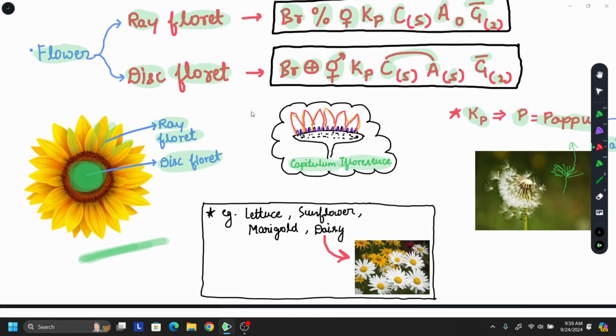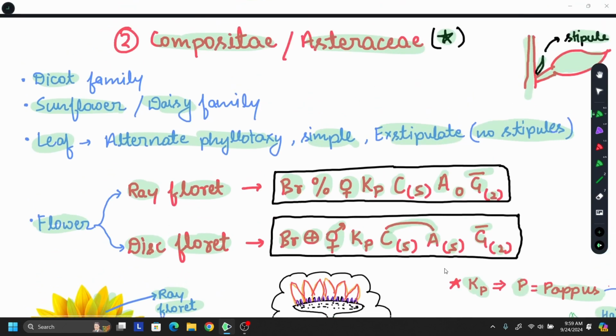And coming to examples, we have lettuce, sunflower, obviously daisy, and marigold. Daisy, you have seen this kind of flower, which also looks kind of like sunflower. Okay, so this was the Compositae family.